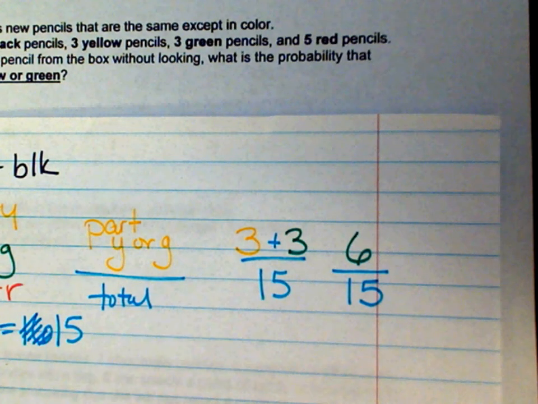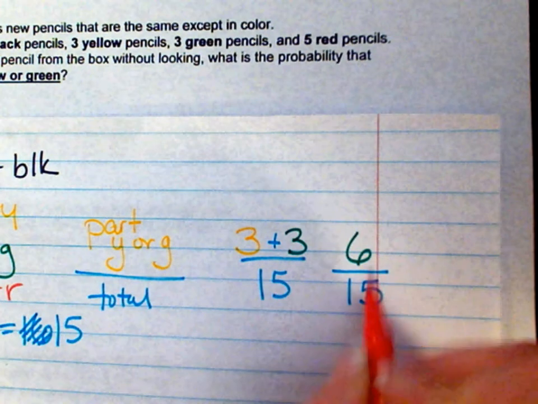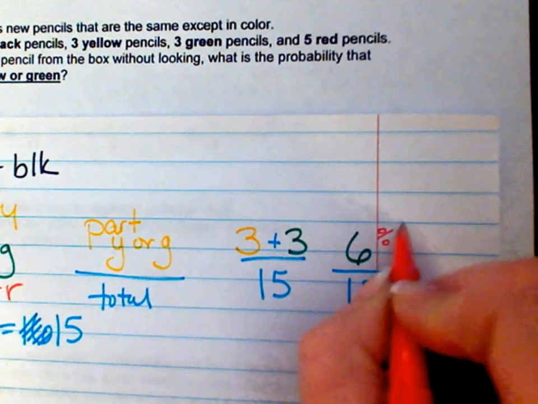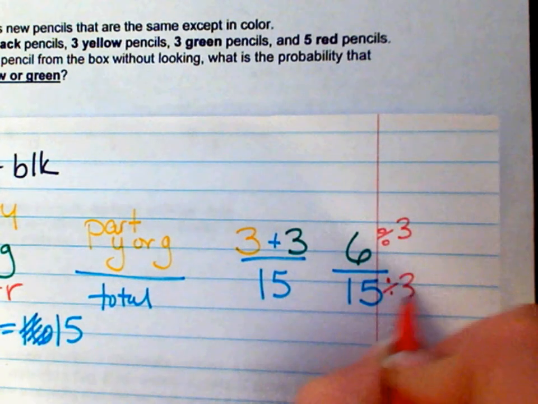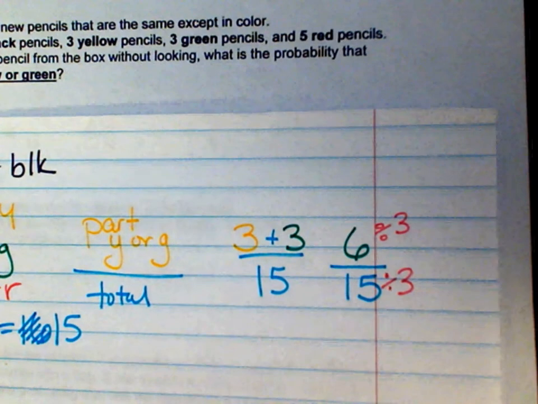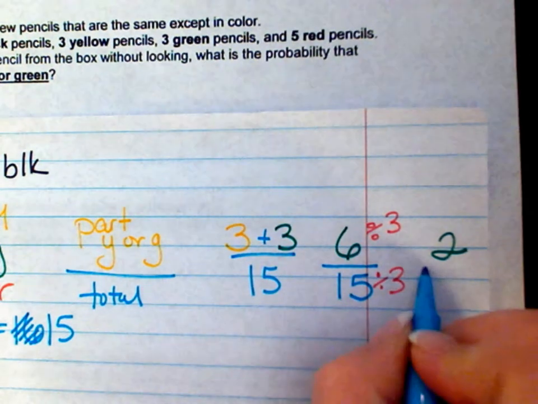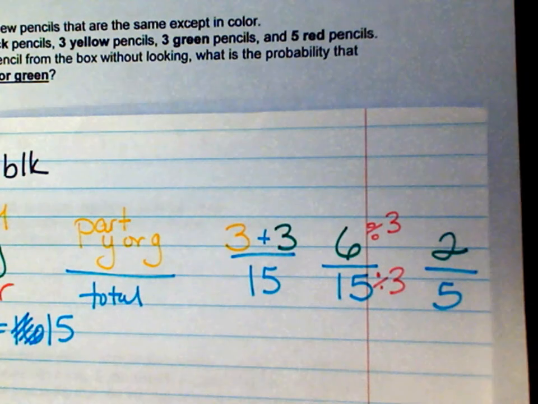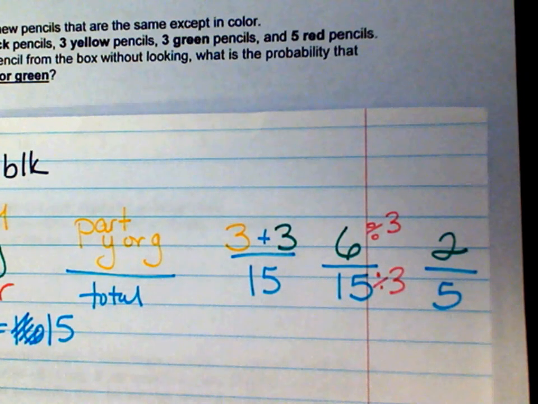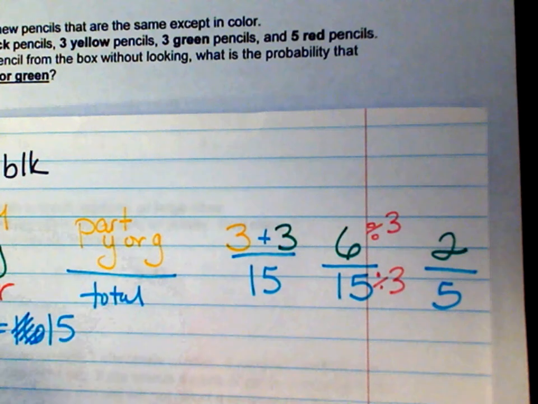Again, I need to figure out, can I reduce? Both of these numbers share a 3. 6 divided by 3 is 2. 15 divided by 3 is 5. So I have a 2 in 5 chance to get a yellow or a green.